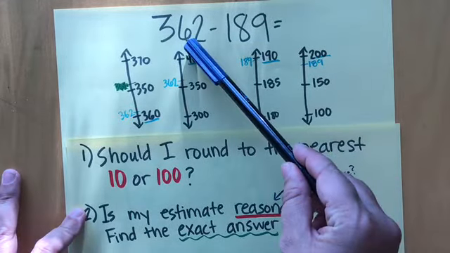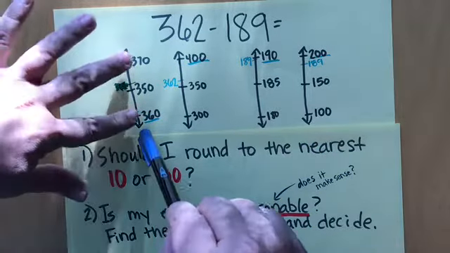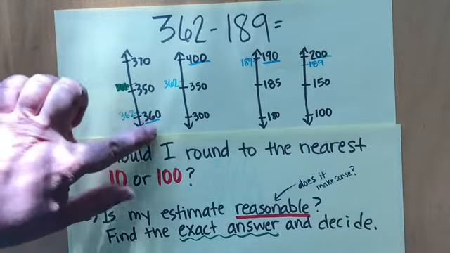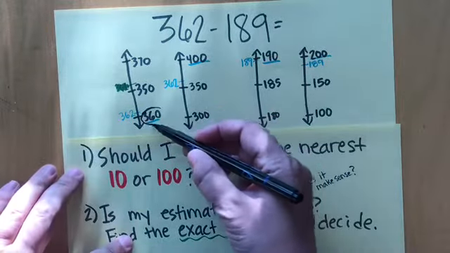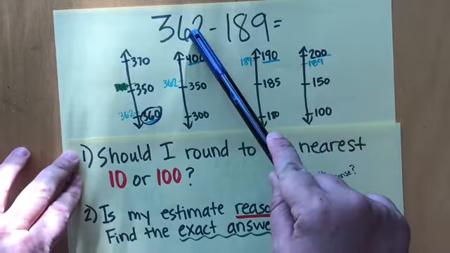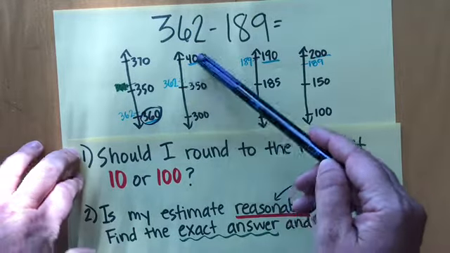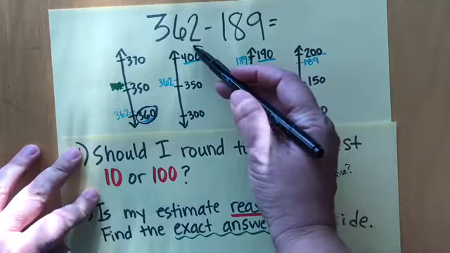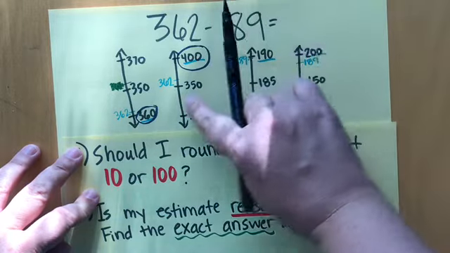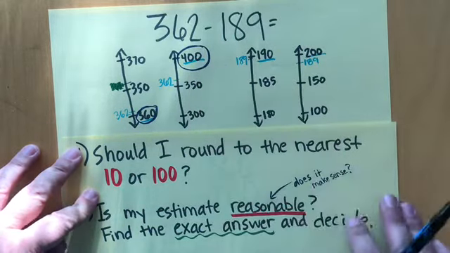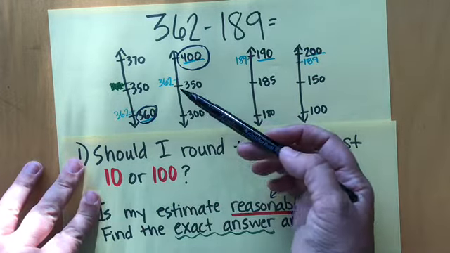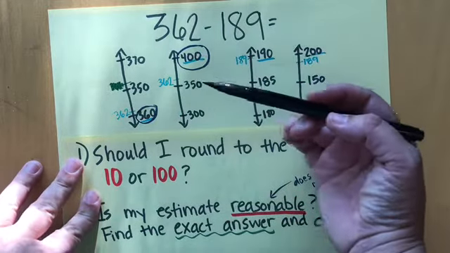So if I rounded 362 to the nearest 10, it would come between 360 and 370. So that would make 362 close to 360. Okay, so there's my first choice. My second choice is to round to the nearest 100 for 362. So in this case, 362 would be closer to 400 because it would be between 300 and 400, 350 is our midpoint, 362 is above our midpoint, so we would round to 400.